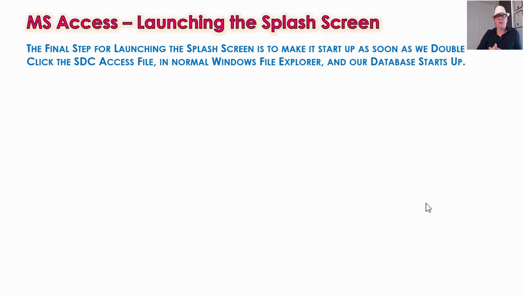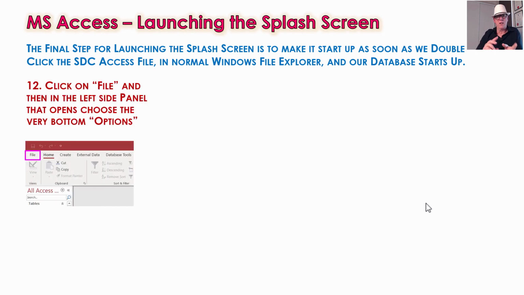All right, so the final step for launching the splash screen is we need to now look at what happens when they're first starting up the database. So they're in Windows File Explorer and they just double click the Access file to get the whole thing started right at the very start of things. So the final step is we want the splash screen to start up as the first thing.